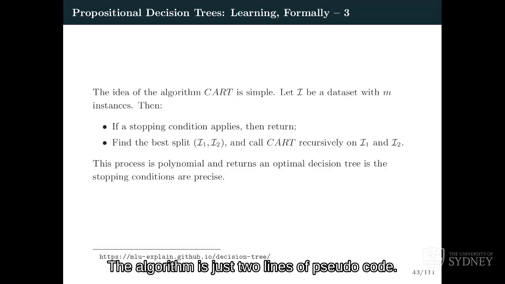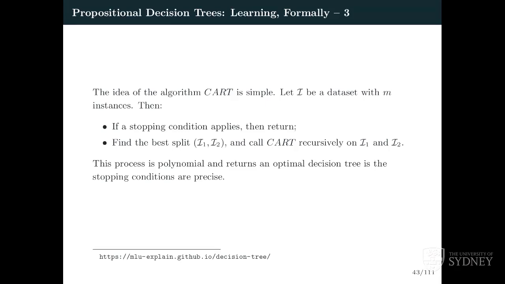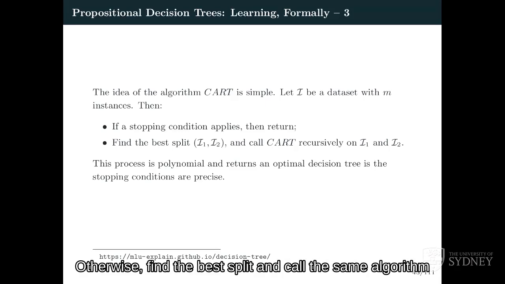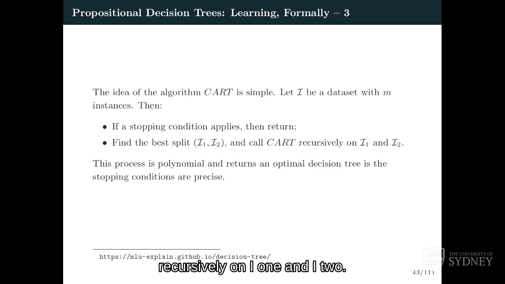The algorithm is just two lines of pseudocode. If a stopping condition applies, then return. Otherwise, find the best split and call the same algorithm recursively on I1 and I2.